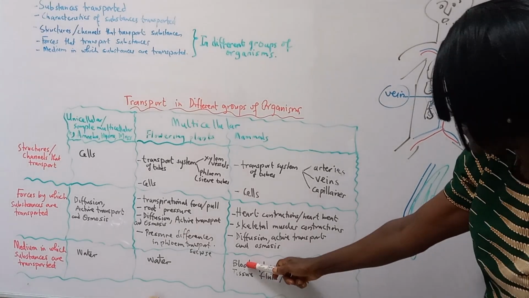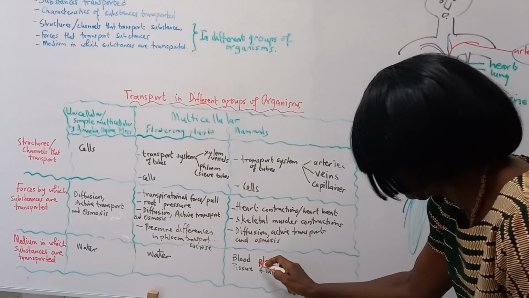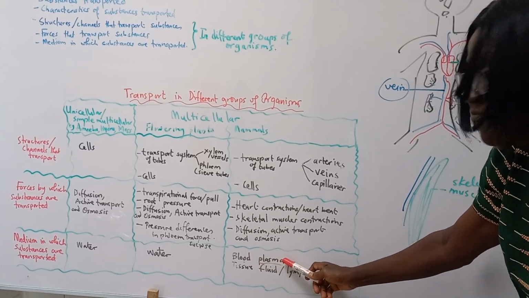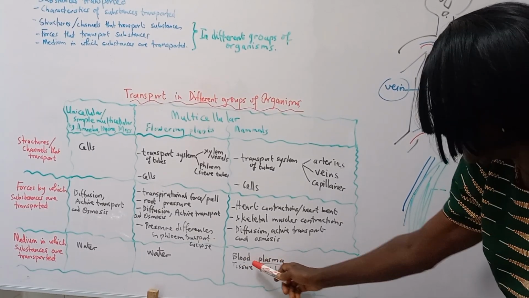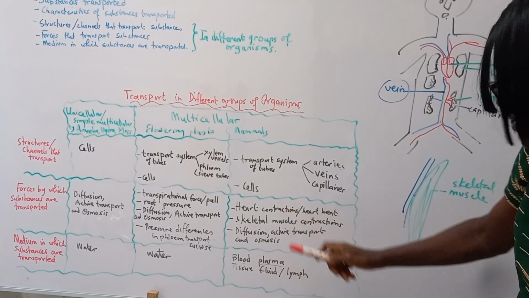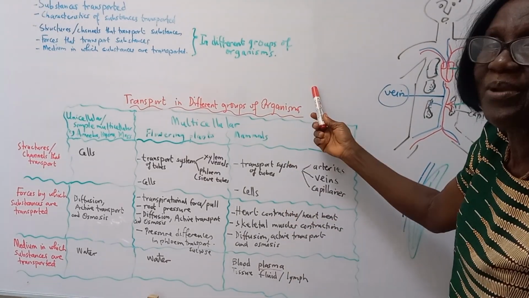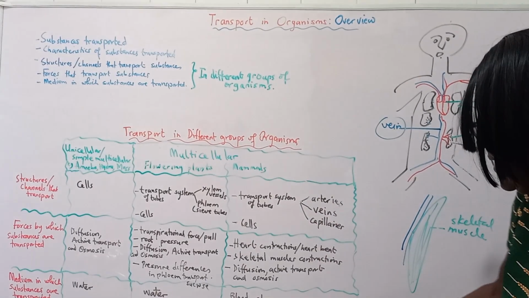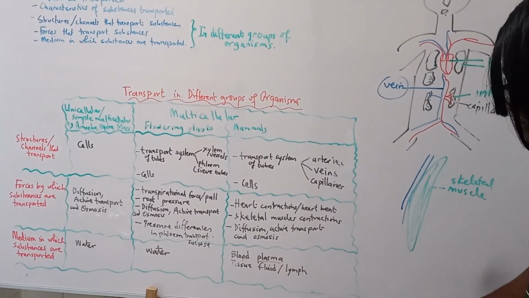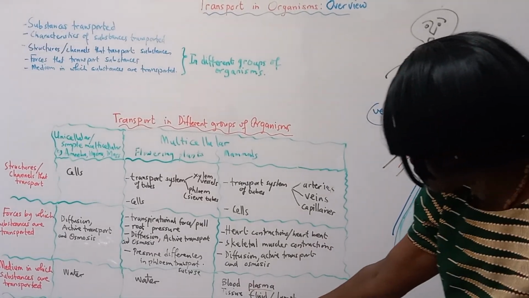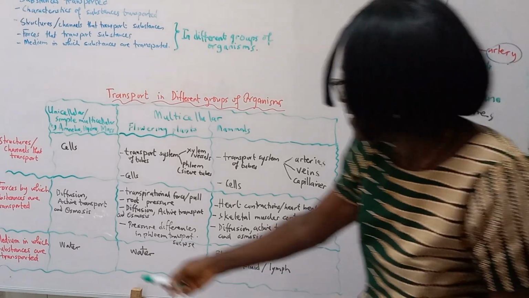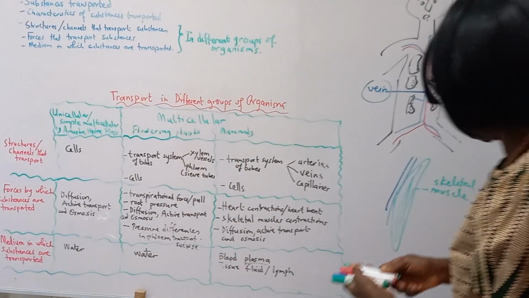The substances are transported in blood plasma. The substances are not transported in blood, it's blood plasma. The fluid of blood is blood plasma. That's what the substances dissolve in and are transported. Now, even the blood cells that are transported, they are also transported by the plasma carried around in the tubes. Now, you also have tissue fluid and lymph. Also are media in which substances are dissolved.